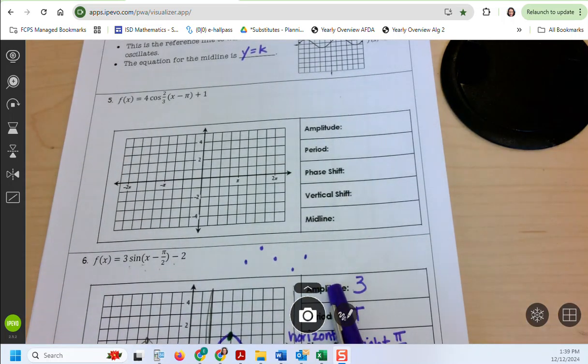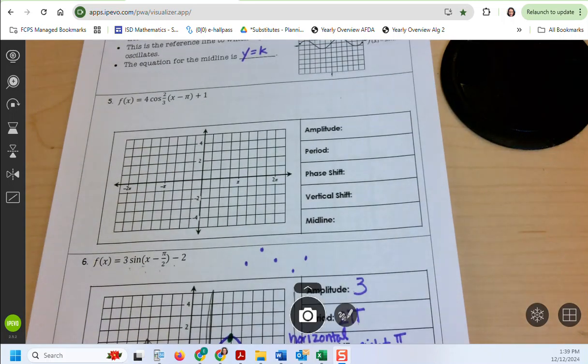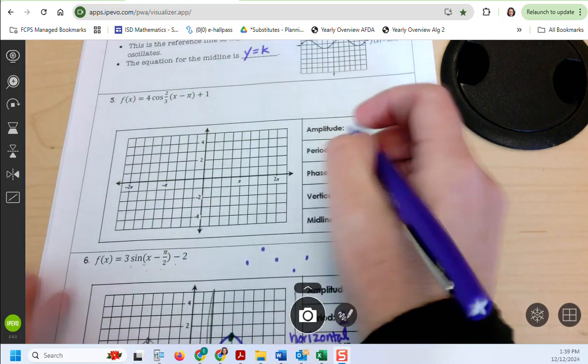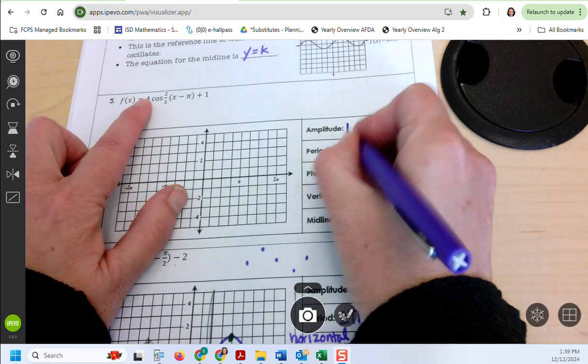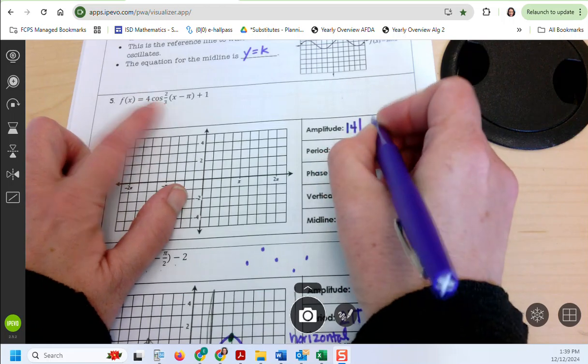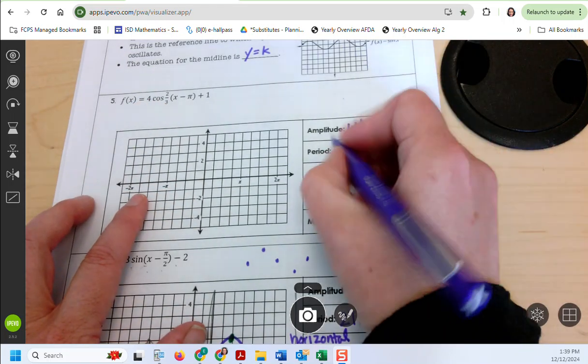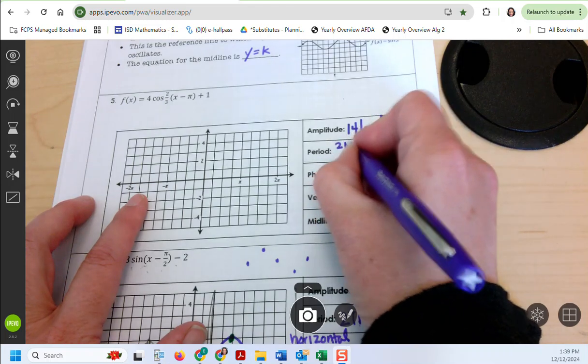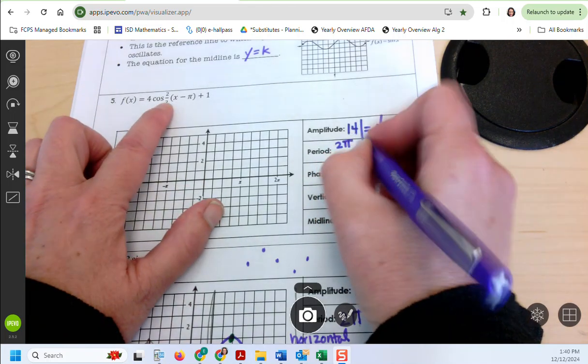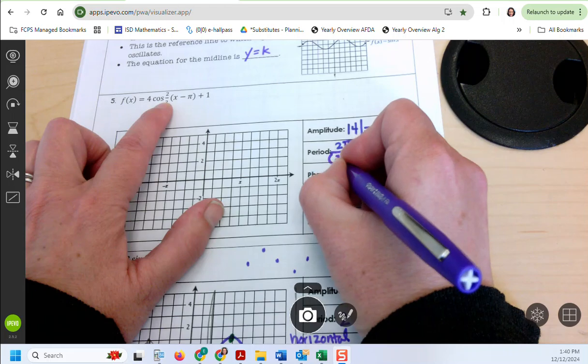The amplitude is the absolute value of the number in front of the cosine, which is just 4. The period is 2 pi divided by your b value, so divided by 2/3.